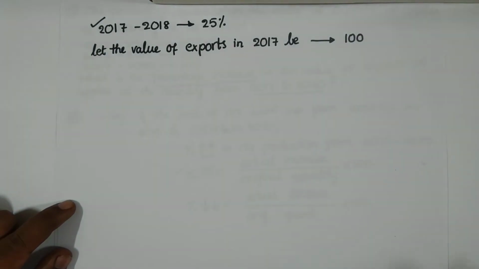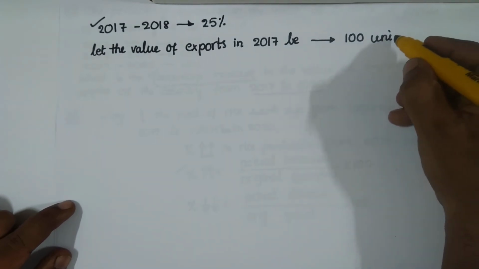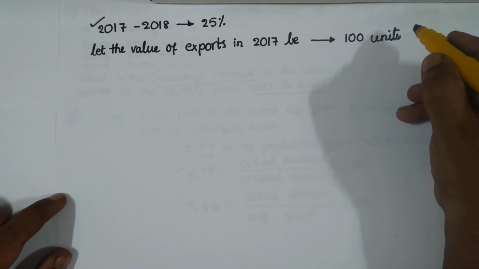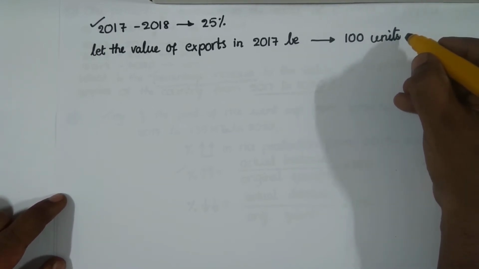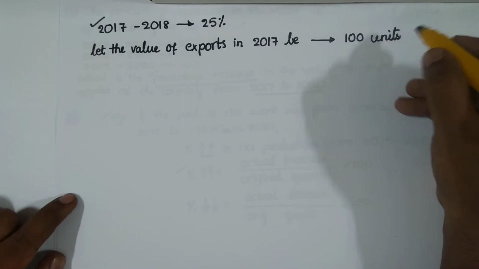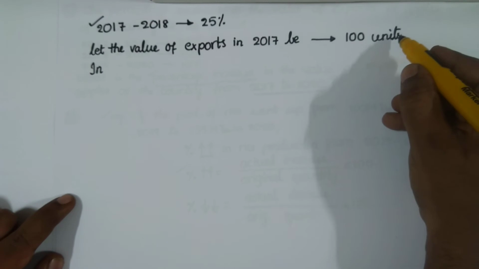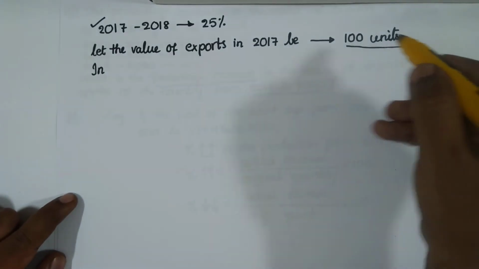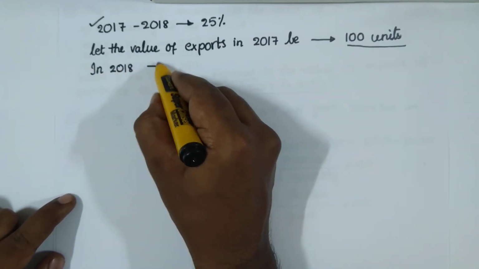Now, 100 means anything. In this case we will take 100 units. If you are solving salary based problems, you can use rupees 100. Otherwise 100 units is the best choice everywhere. Now, in 2017, let the value of exports be 100 units. If this is the case, in 2018 it will become what?